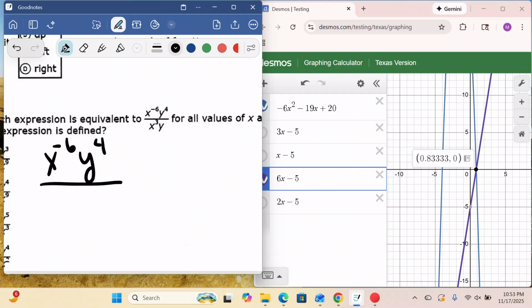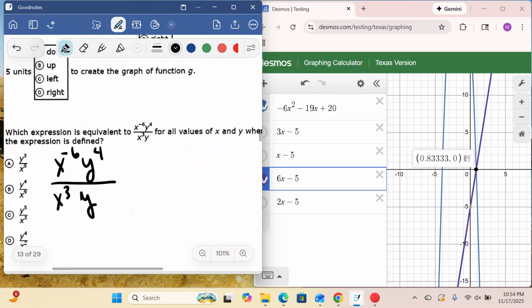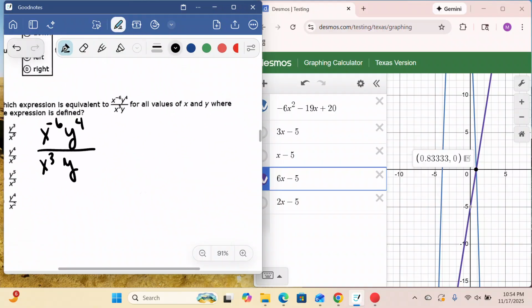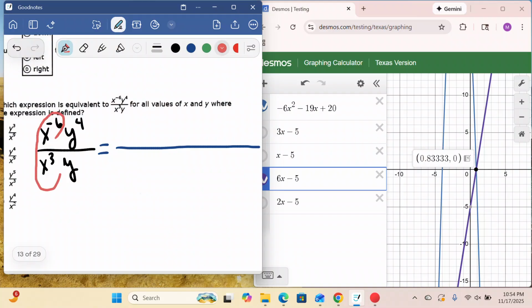I'm going to divide it by x to the third and y. So what I'm going to do on this one is I'm going to shrink it a little. I'm going to do equals, and I'm going to do a big division sign. Looking in red or orange, I have a pair of x's right here and I have a pair of y's. I'm going to write an x and I'm going to put a y there.